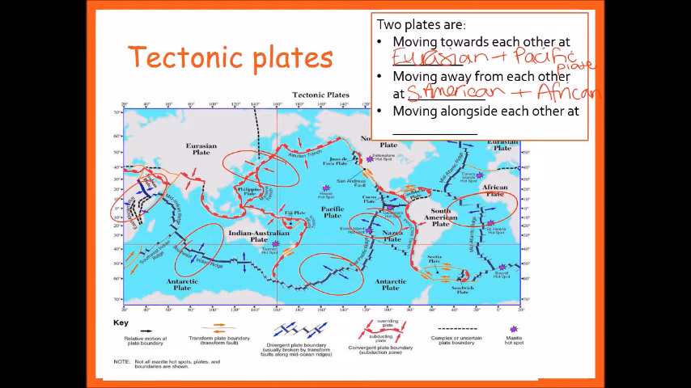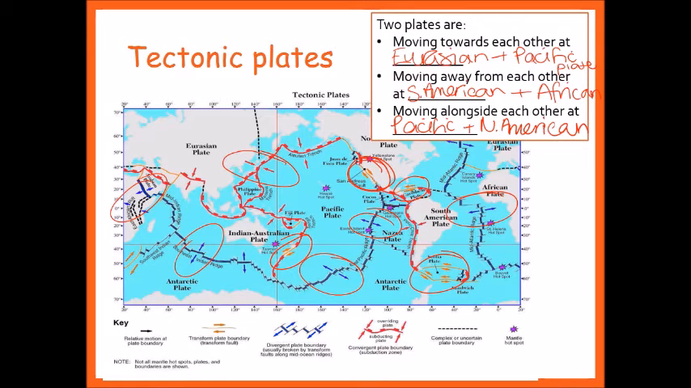And then moving alongside each other is anywhere they are these yellow arrows here. So you can see them moving alongside each other. There's another one there as well. So for this one, you could have had Pacific and North American, which is this one here. Which you might have heard of, because that's the San Andreas Fault, where that famous film is made. Not a true story.